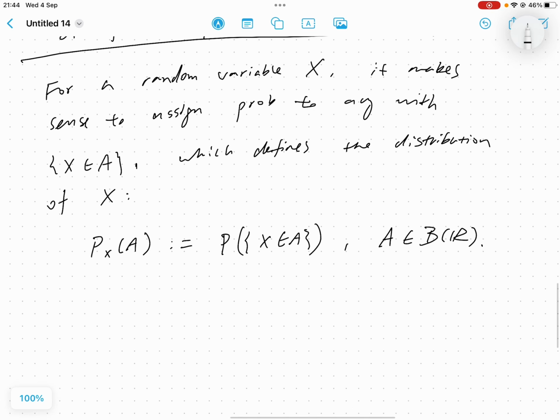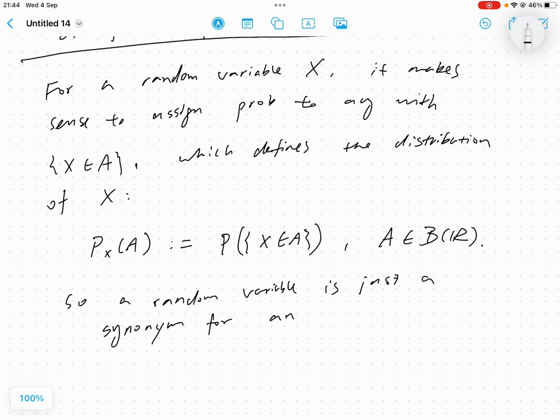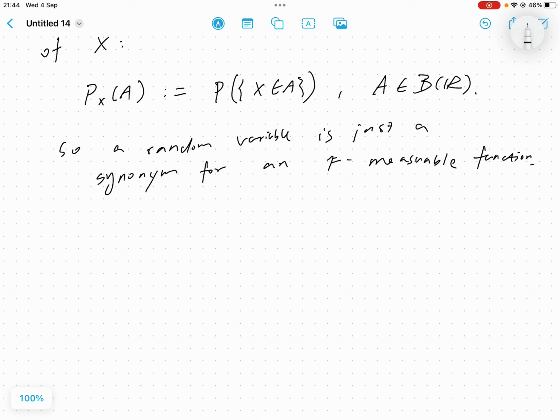Then from here we can notice that actually an F measurable function is just another name for a random variable. A random variable is just a synonym for an F measurable function, right? Okay, so that's the definition for a sigma algebra measurable function.